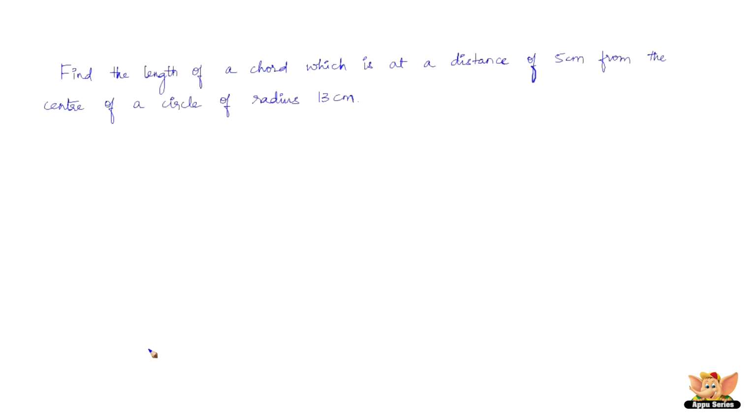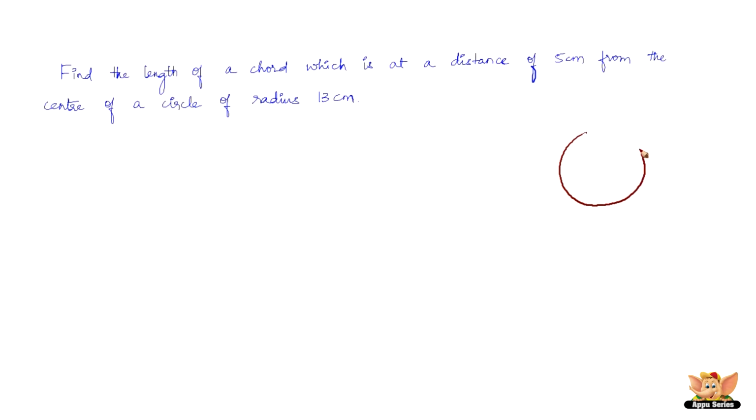Let us quickly solve another problem. Now here the question goes like this. Find the length of a chord which is at a distance of 5 centimeters from the center of a circle of radius 13 centimeters. So this is not very different from the previous sum that we solved. This is just the other way around. In this problem, we have the distance of the chord from the center and the radius of the circle. We need to find the length of the chord.